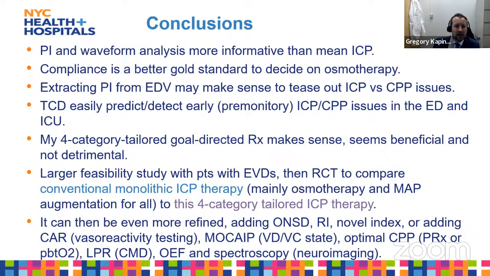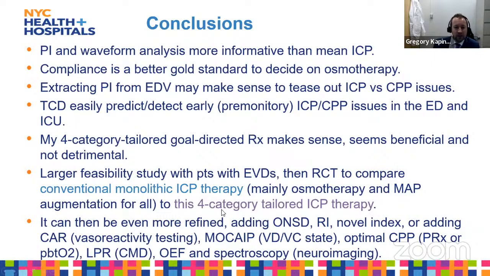TCDs are easy to use, and they can predict and detect early an ICP or a CPP issue. And what is even more important to me is that then we can disentangle those issues. Is it truly the ICP that is going to be high, or is it the CPP that is inadequate, and therefore you can tailor your treatment?